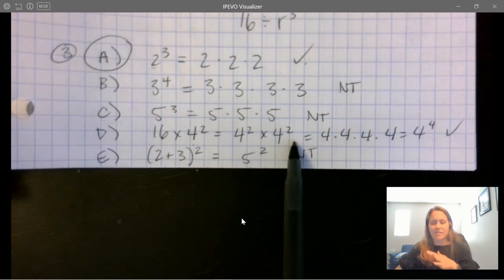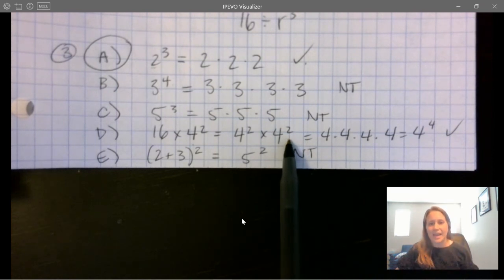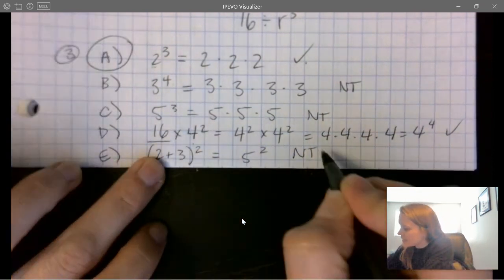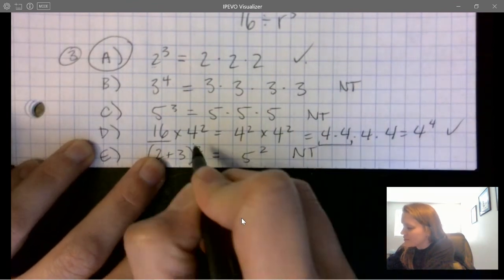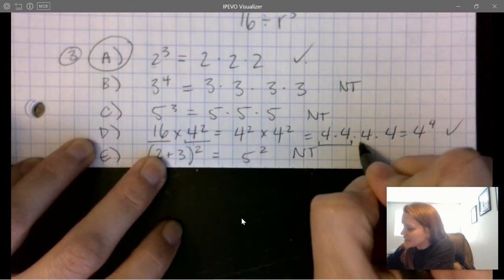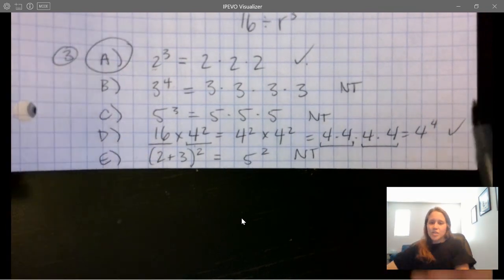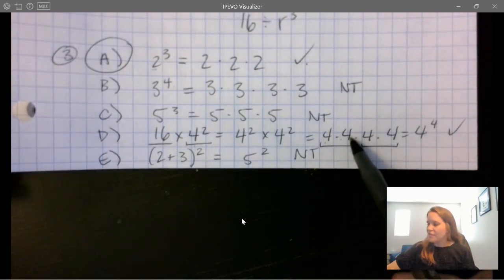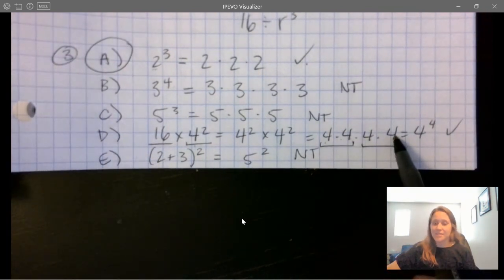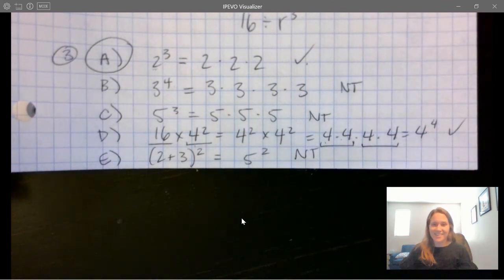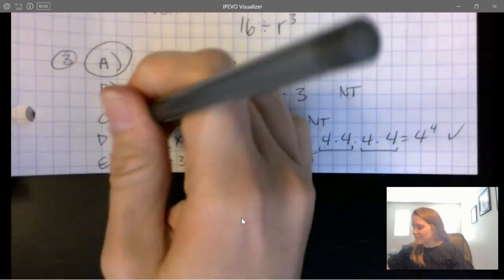Then I thought, this is a little confusing. I can also think about it like 16 is the same as 4 times 4, and 4 squared is the same as 4 times 4. So I'm multiplying 4 by itself a total of 4 times. That is equivalent to 4 to the 4th power. Super cool. D is true.